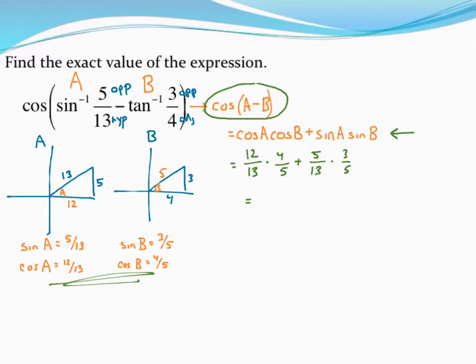So I end up with 48 when I multiply across the numerators over 65, and the second fraction when I multiply ends up as 15 over 65. And now notice I have the same denominator. That's going to be the case always. So now let's go ahead and just combine this into a single fraction. So adding my numerators, I get 63. And then my denominator stays the same. So my final answer is that, 63 over 65.